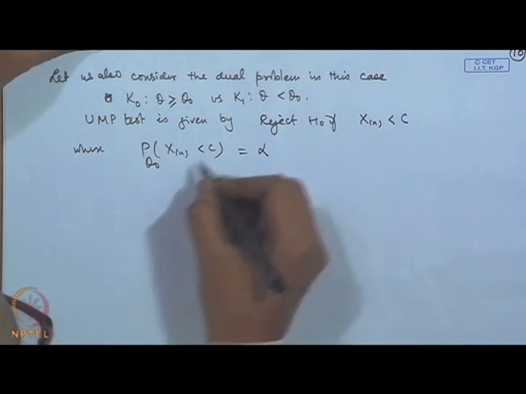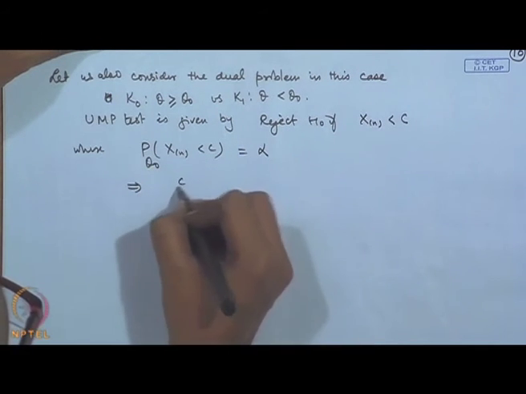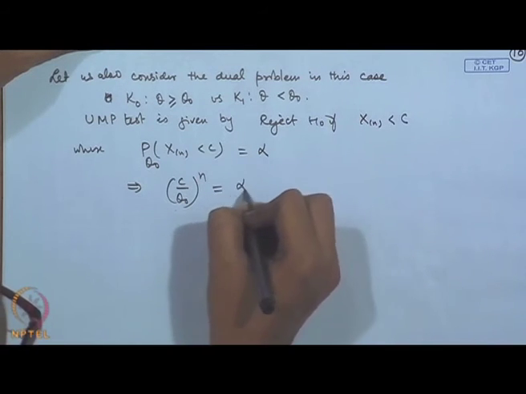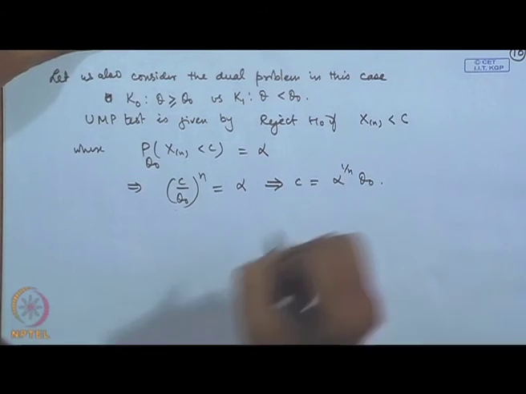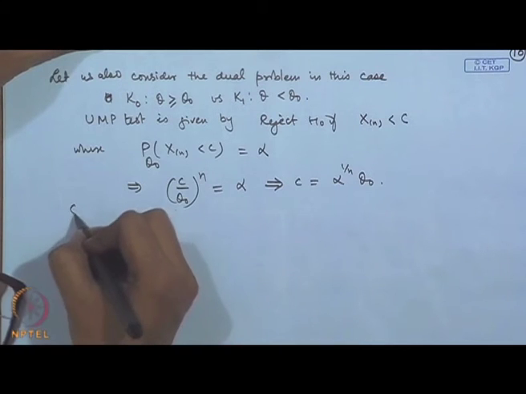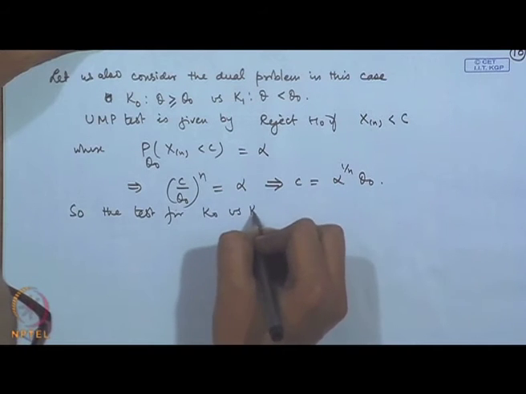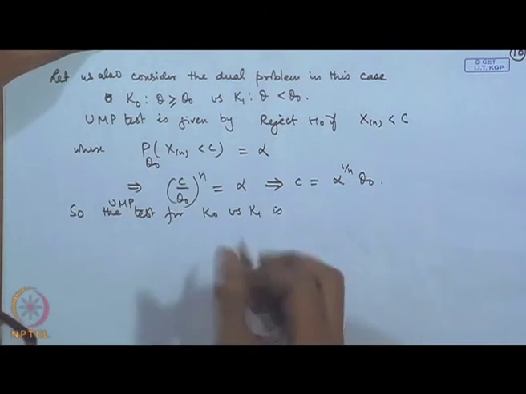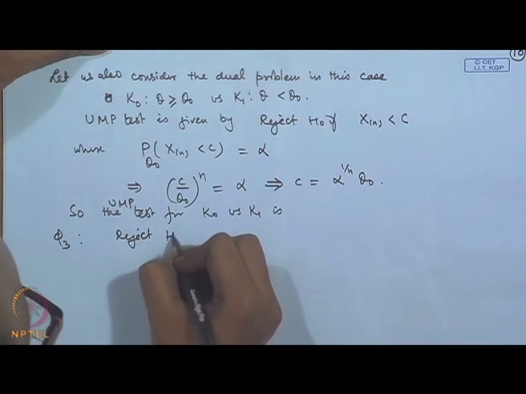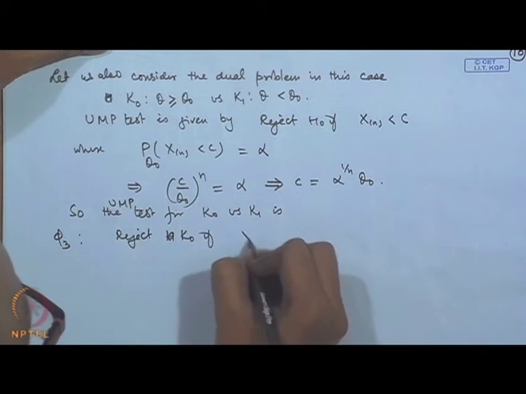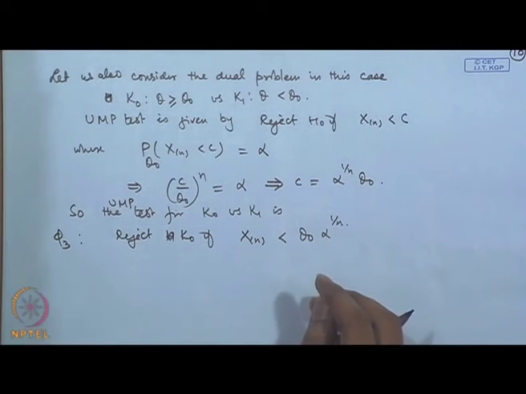Now, once again, when theta is equal to theta naught, this value will be equal to c by theta naught to the power n, that is equal to alpha. That means c is equal to alpha to the power 1 by n times theta naught. So the test for K naught versus K 1, this is the UMP test: let me call it phi 3, reject K naught if x n is less than theta naught alpha to the power 1 by n.